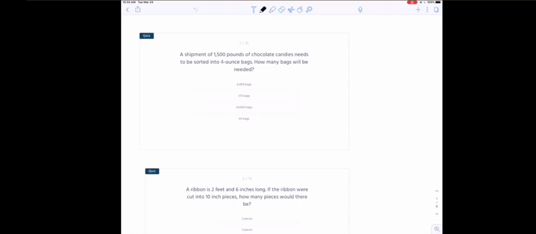So this quiz is on rates, and we're going to start with question number 1. It says, a shipment of 1,500 pounds of chocolate candies needs to be sorted into 4-ounce bags.